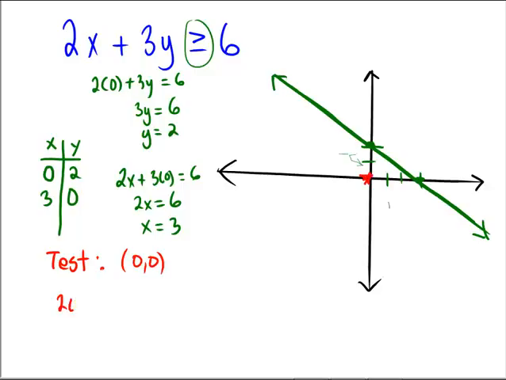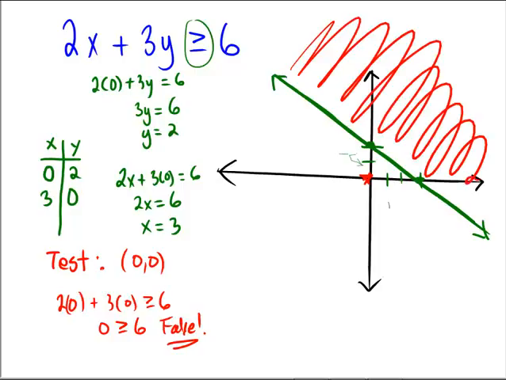And notice that 2 times 0 plus 3 times 0 bigger than or equal to 6 would say 0 bigger than or equal to 6. And this time we are false. So exactly where that testing point is, that's a false place. And since it's false, this time we would shade the other side of the line, the part that is above.